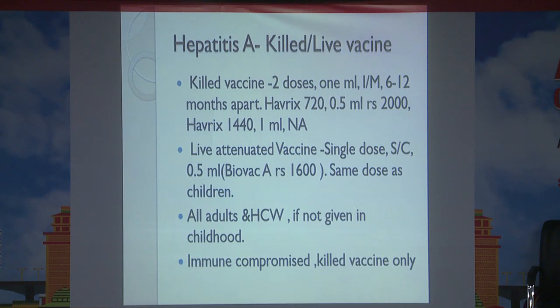Available by the name of BioVac A, rupees 1600 only. Whereas Havrix costs about rupees 2000, and Havrix 1441 ml is not available. So two injections can be combined for adults. All doctors, they should get this vaccine. In immune compromised persons, only killed vaccine should be used.